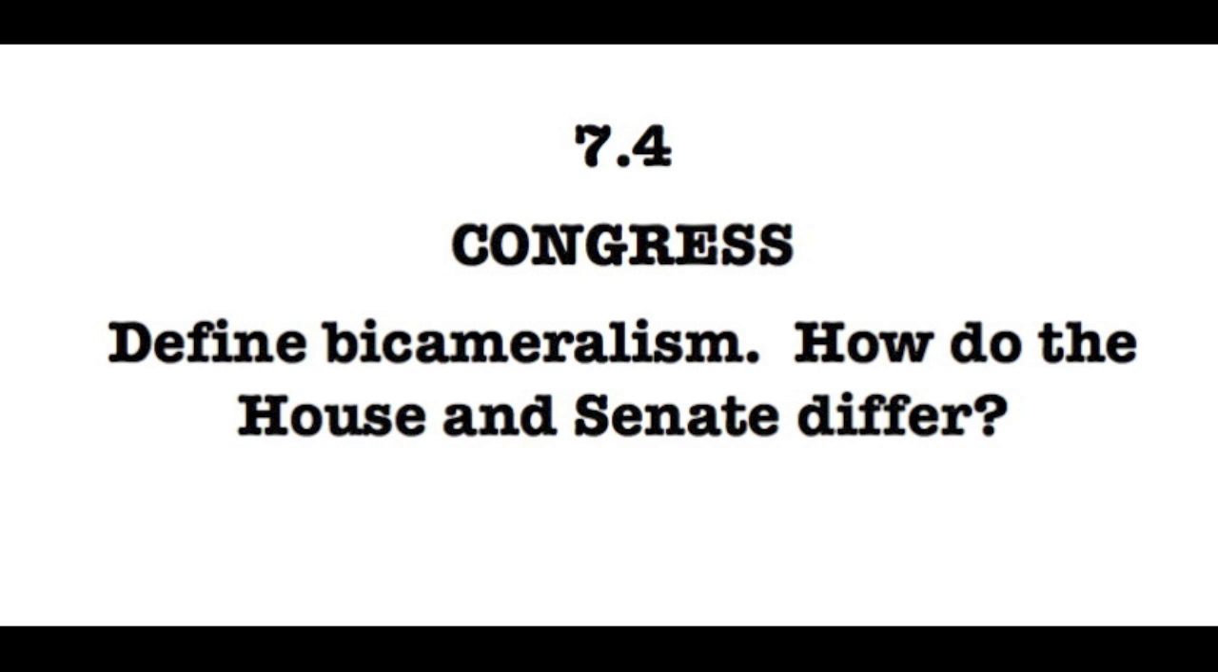Episode 4. Define bicameralism and explain its effects. How do the House and Senate differ? Bicameralism best describes our legislative branch. The United States Congress is a two-house legislature. There is the House of Representatives, based upon population, and the Senate, where every state has 2 members.